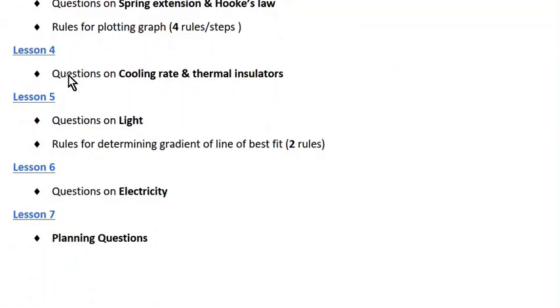Then in lesson 4, students, we will do questions on cooling rate and thermal insulators. And in lesson 5, we will do questions on light and also learn rules for determining the gradient of the line of best fit when doing the questions. Students, there are only 2 rules needed to be learned here. Then in lesson 6, students, we will do questions on electricity. And in the last lesson, lesson 7, we will do some planning questions. So this is the whole plan of work. Let's jump into today's lesson, lesson 1 now.